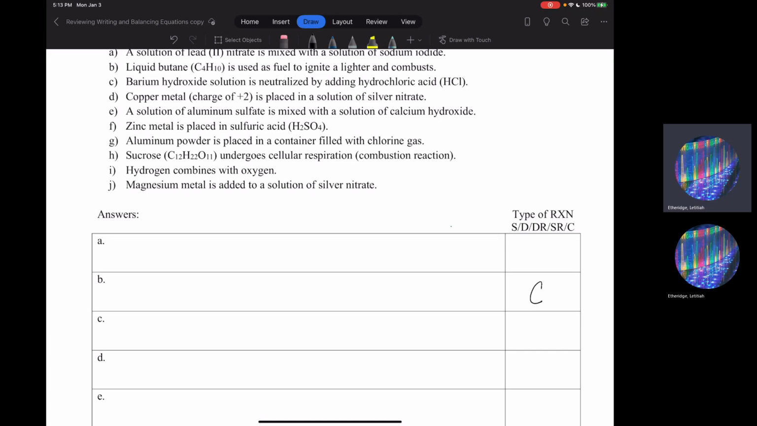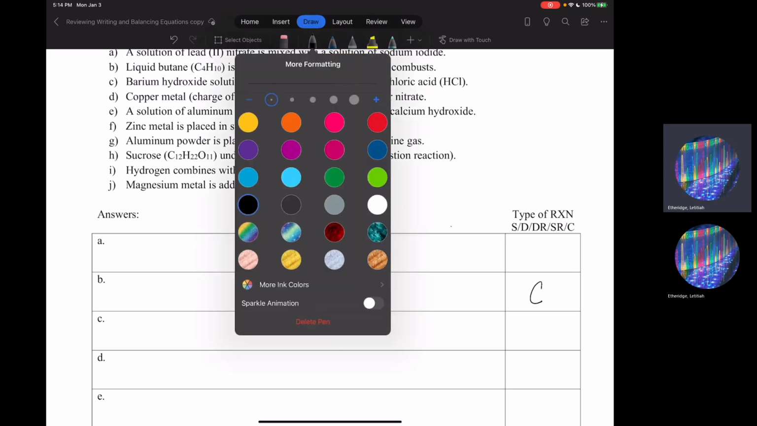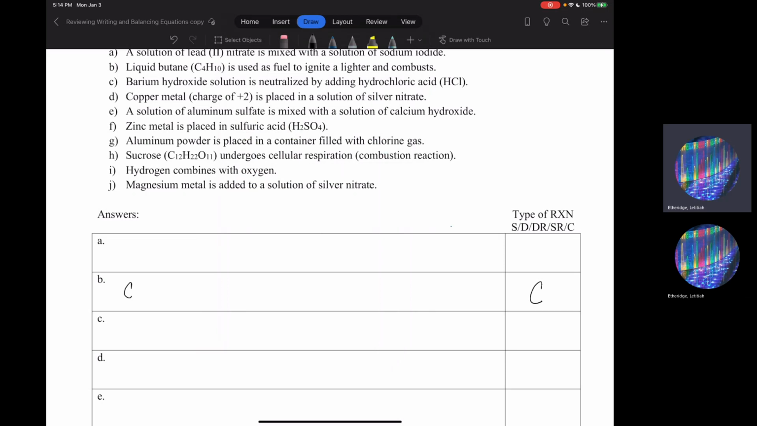Now let's go about writing this equation properly. We are starting with liquid butane, which, good thing for us, they give to you in the formula, C4H10. And remember, it is combustion. The definition of a combustion equation is a hydrocarbon in the presence of oxygen that makes carbon dioxide and water. Don't forget that. All right, so this is what the formula would look like: CO2 and water. Now we need to make sure that our formula looks correct.